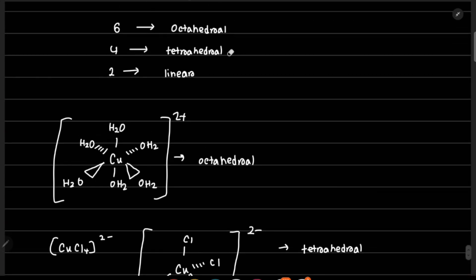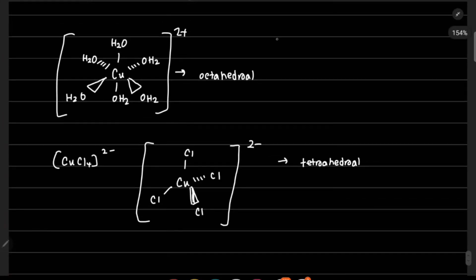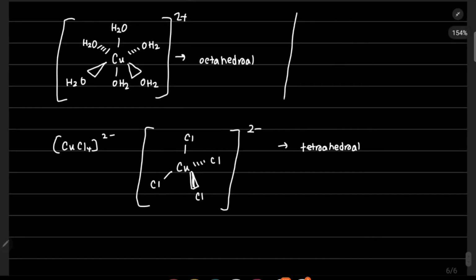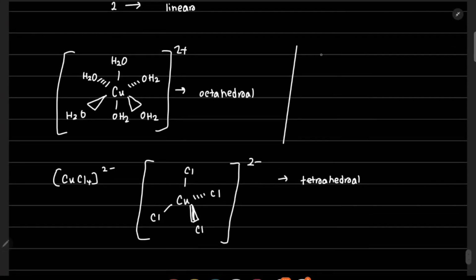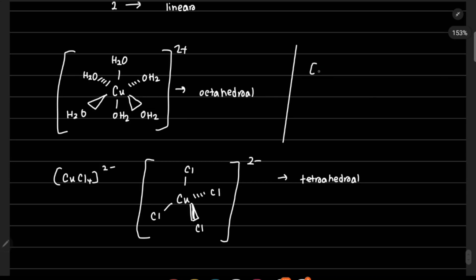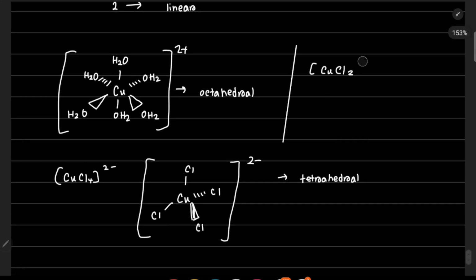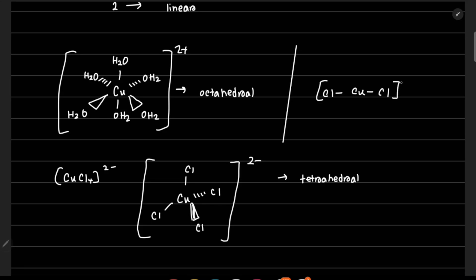It might be square planar as well. The only two we learned directly are cisplatin and transplatin. And we'll also learn about a linear example. An example of a linear shape with coordination number 2 will be CuCl2 minus. So this will have a shape of Cl-Cu-Cl in a straight line and a charge of -1. So this is a linear shape.